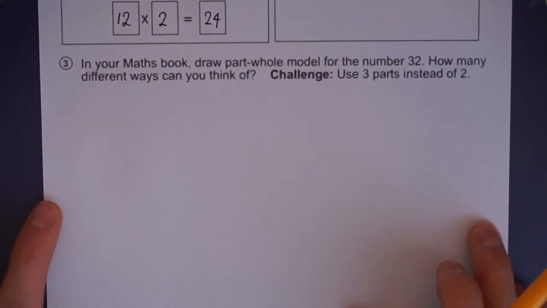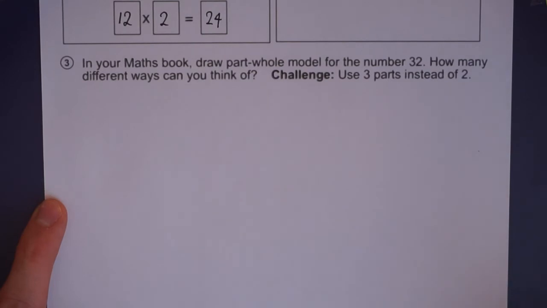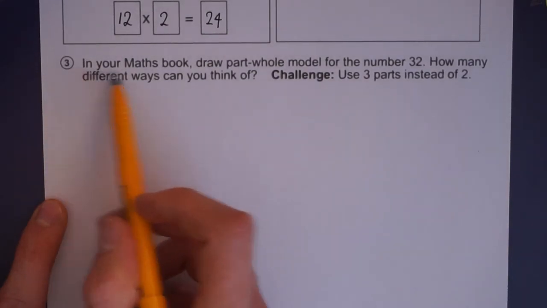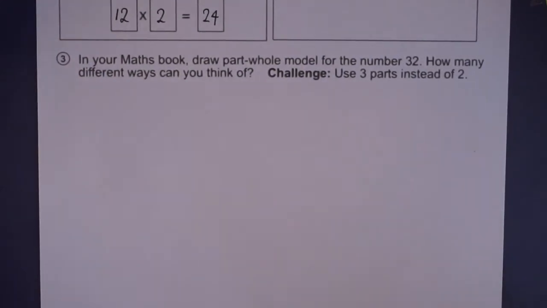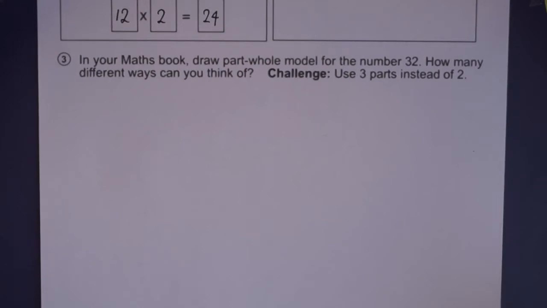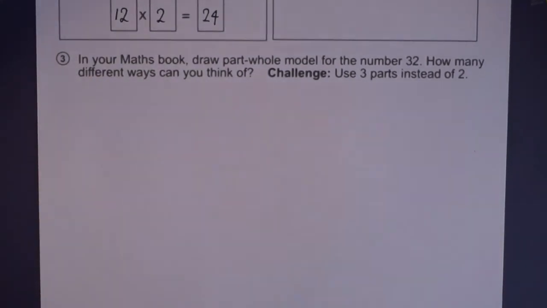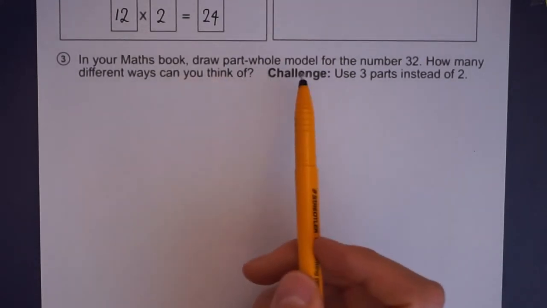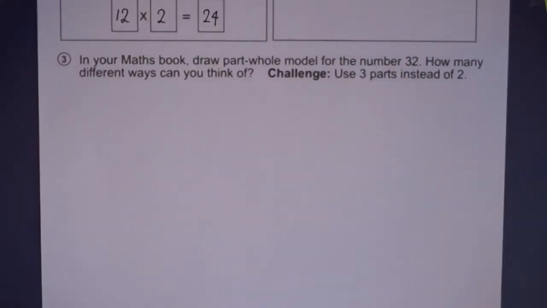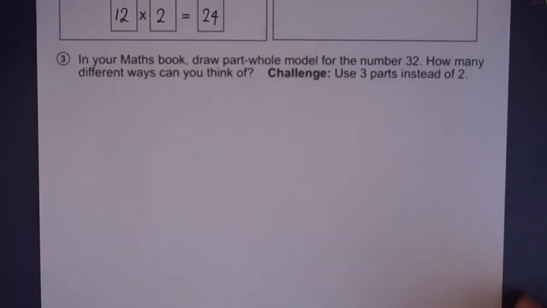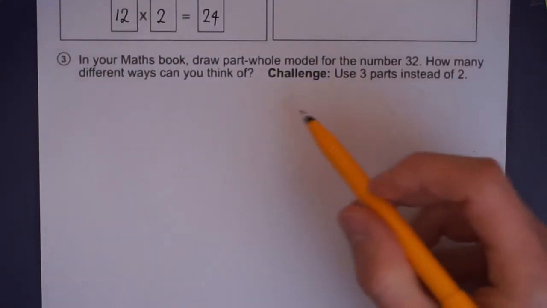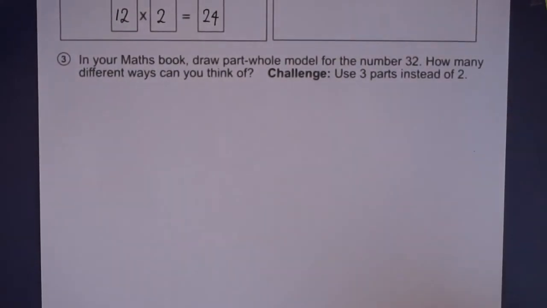Okay, now we said that question 3 is our chance to be a bit creative. And you'll notice that it says in your maths book. Now, obviously, we don't have our maths books with us, but any piece of paper that you can get, anything that you can draw on will be good enough for this. So in your maths book or wherever, draw a part whole model for the number 32. How many different ways can you think of? And the challenge today says use 3 parts instead of 2.